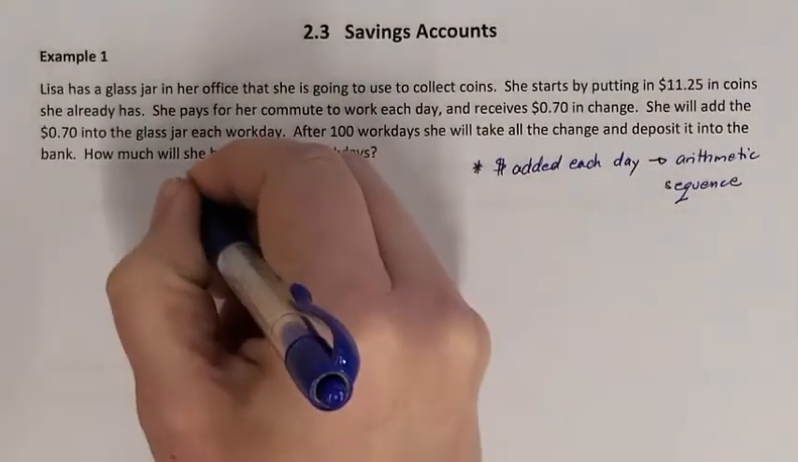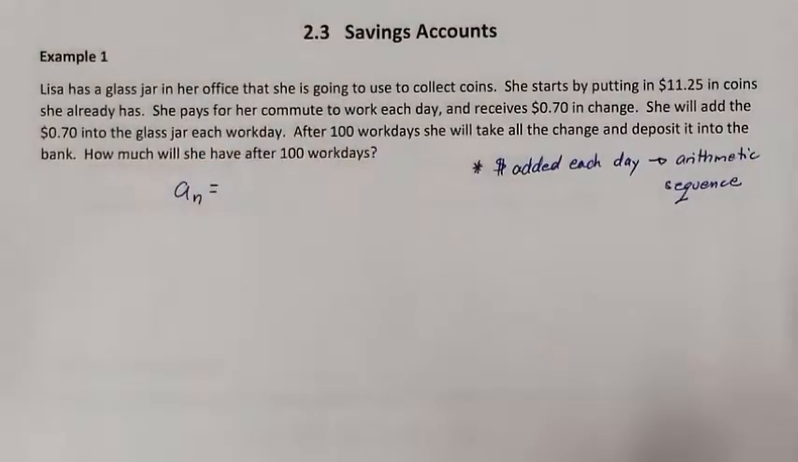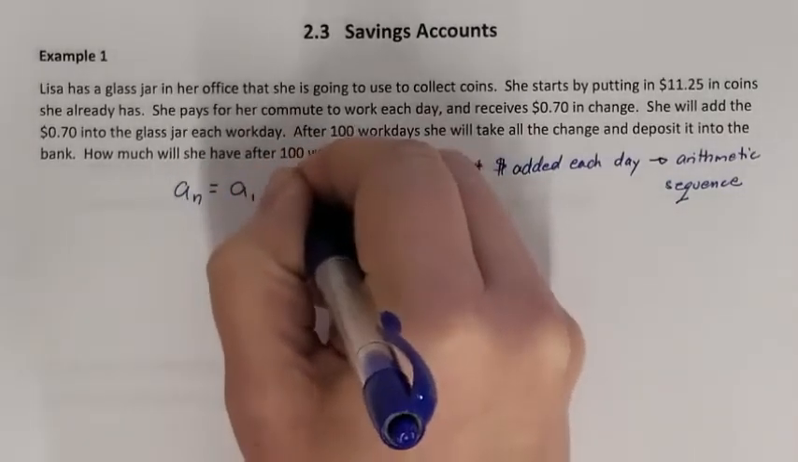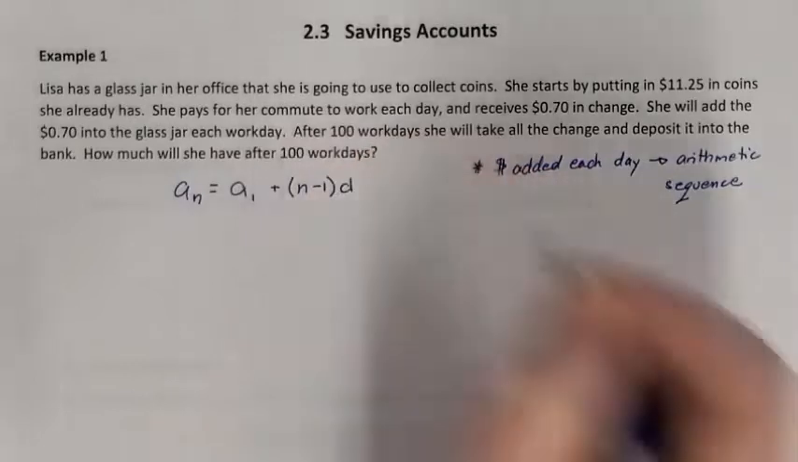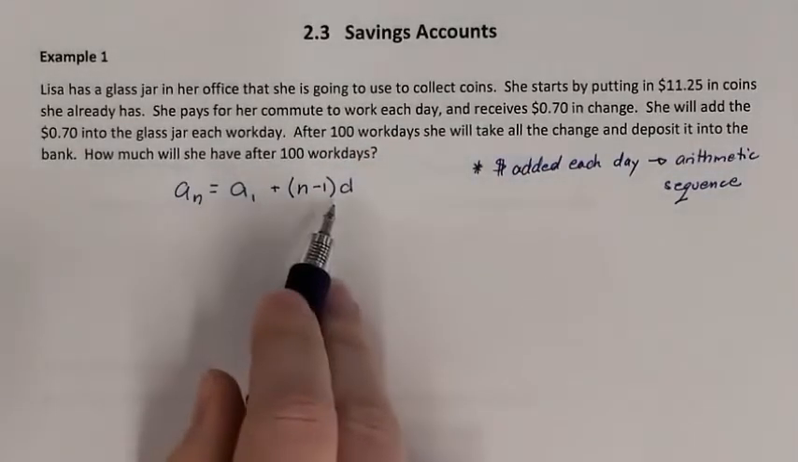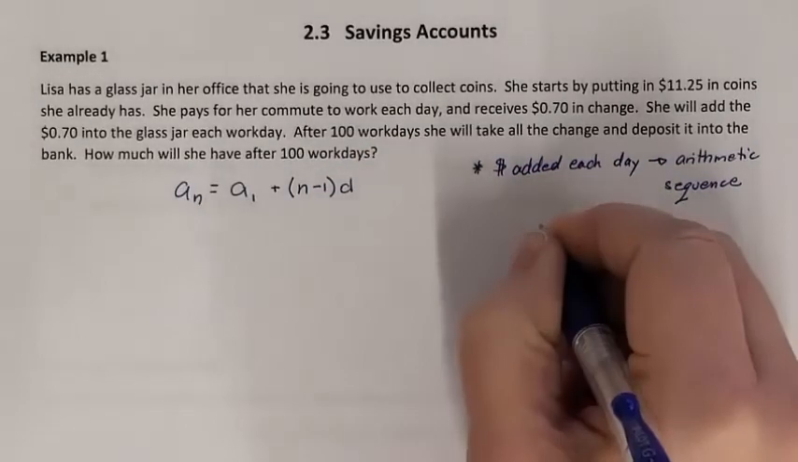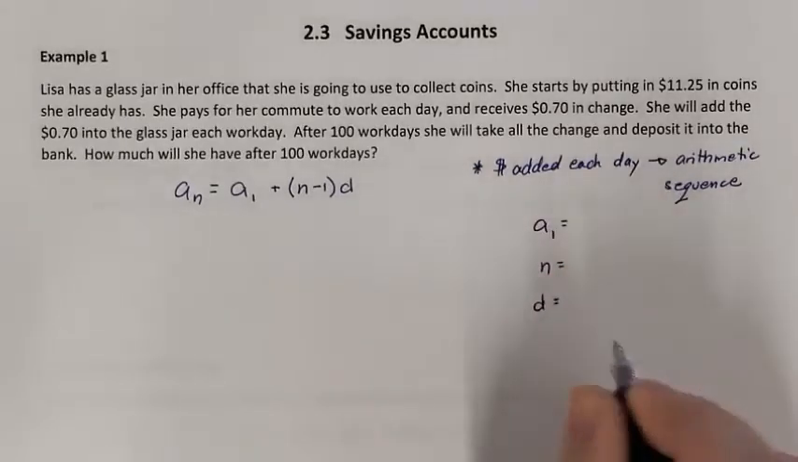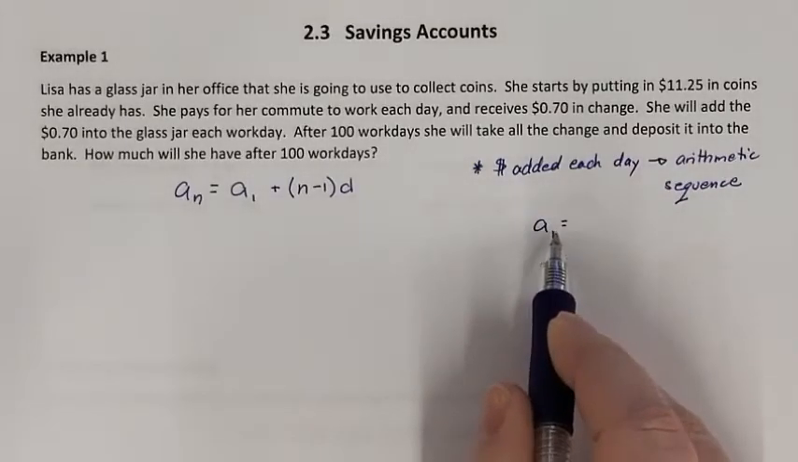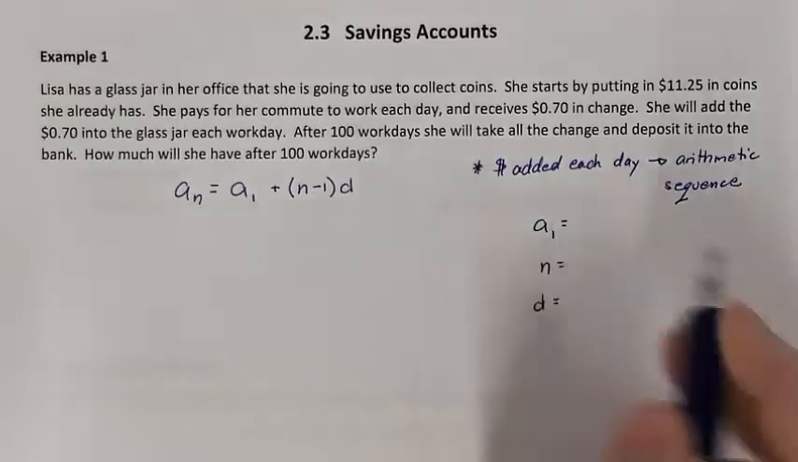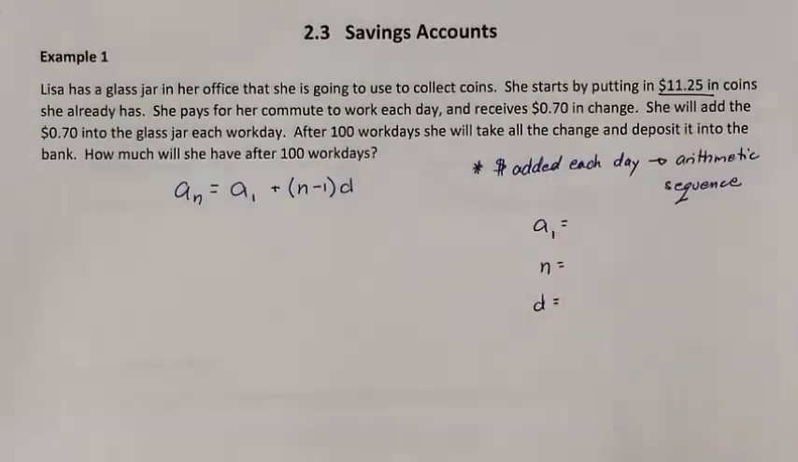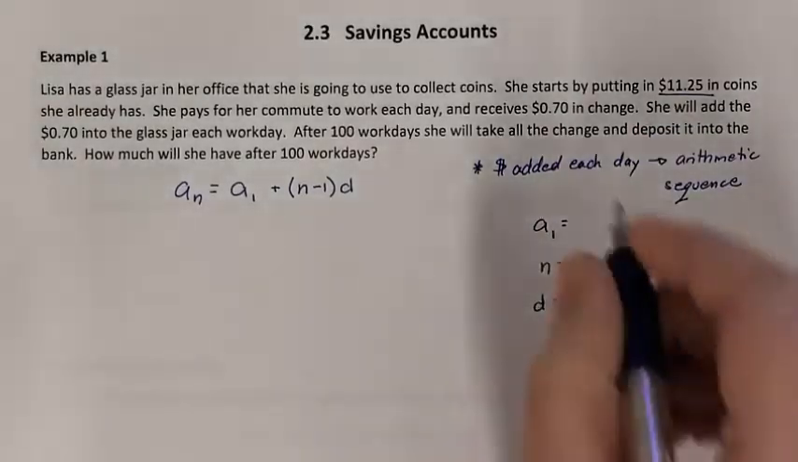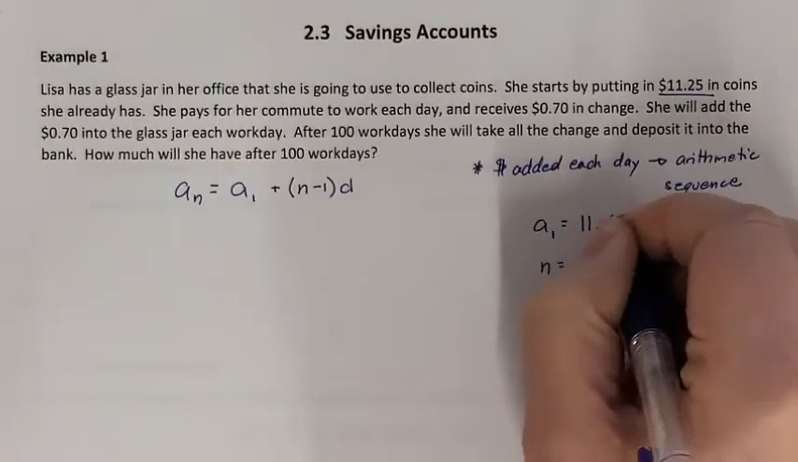And we know that an arithmetic sequence is the formula a sub n equals a sub 1 plus, in parentheses, n minus 1 times d. There are some variables in this problem that we need to know. We need to ask ourselves, what is a sub 1, what is n, and what is d? A sub 1 is the amount you have at the very beginning. What did you start with? She said she started with $11.25. So my a sub 1 is 11.25.